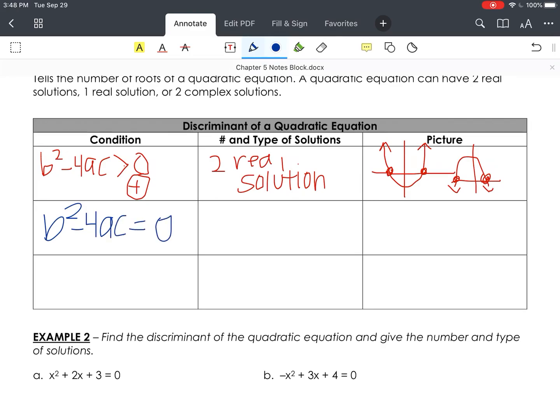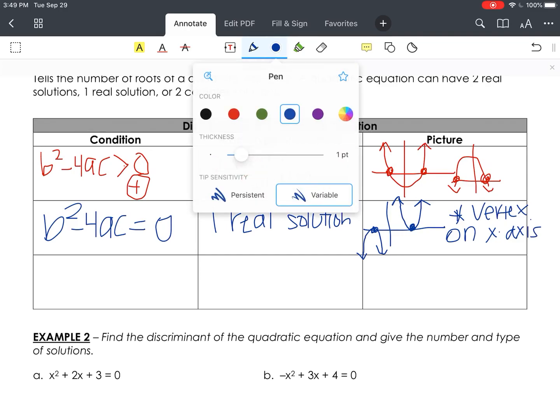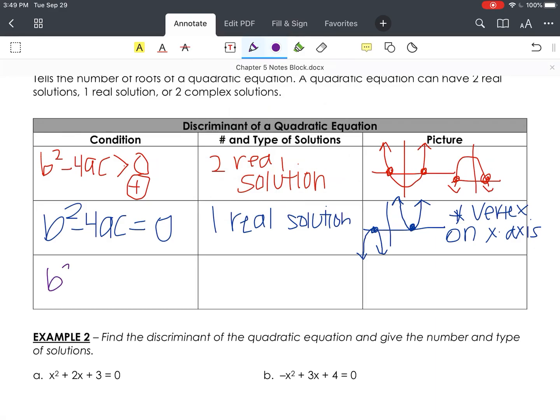If b squared minus 4ac is equal to 0, that means you're going to be taking the square root of 0, which is 0. So you're only going to get one real solution. The only way to get one real solution is when you graph it, that your vertex is on the x-axis. So it could be upward facing. It could also be downward facing. I'll just draw it here on the left. But your vertex is on the x-axis. So we now have the positive, 0.